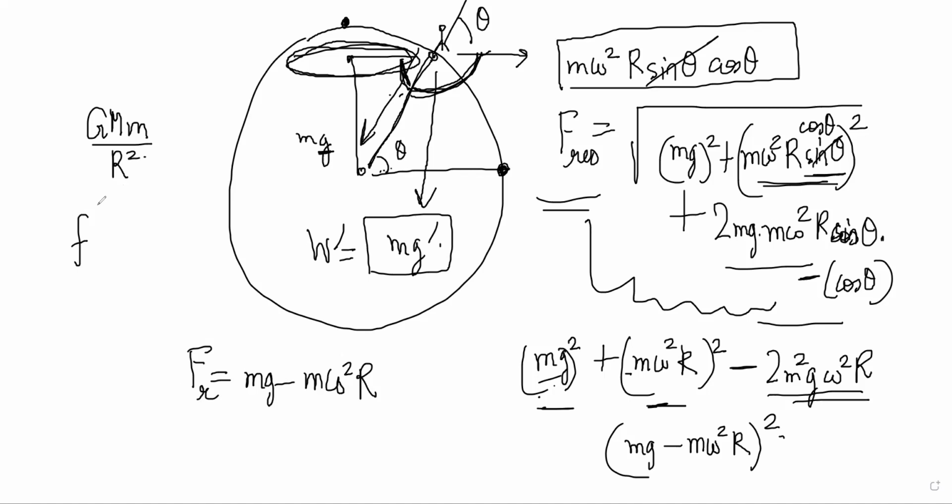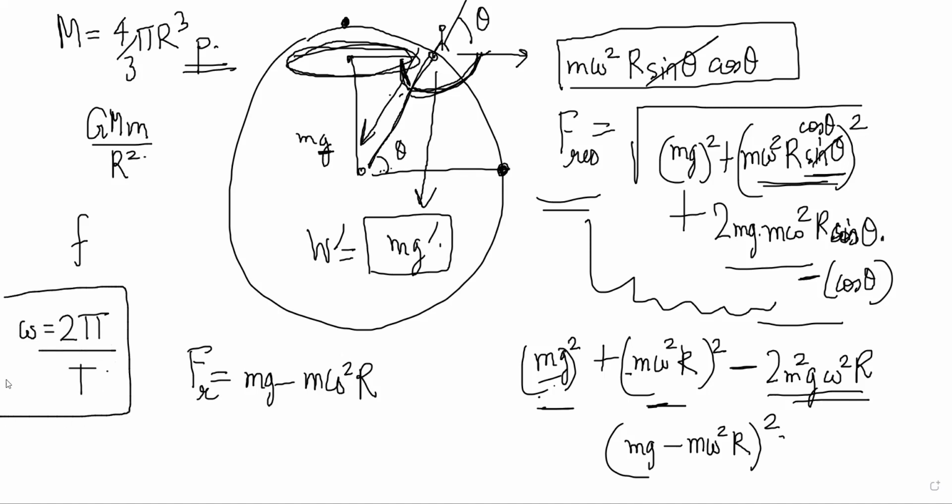At the end, you have to put the fact that mass capital M is 4 by 3 pi r cube into density. And from there, you will get an equation for density. And omega is basically 2 pi by time period. Are you understanding what is happening? Okay, so just do it yourself now. It should be just a little bit of calculations. Yeah, I'll do that.